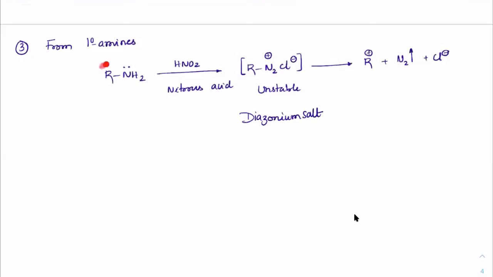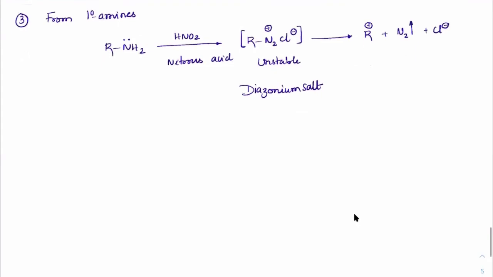So primary amines, when you treat with HNO2, will form diazonium salts, and diazonium salts are unstable. It will generate R+. As of now, you just have to understand this. The entire mechanism we will study as per the chapter comes. Our idea is how to generate R+. So as of now, just take the compound as how it is generating carbocation. That's all.